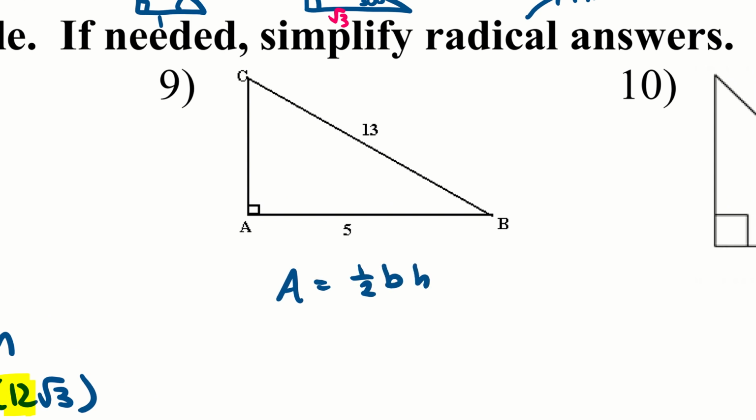I need to look and zoom in on this right angle. These are the side lengths I need, the ones that form the right angle. The 5 is the base. And this missing side length over here is going to be my height.